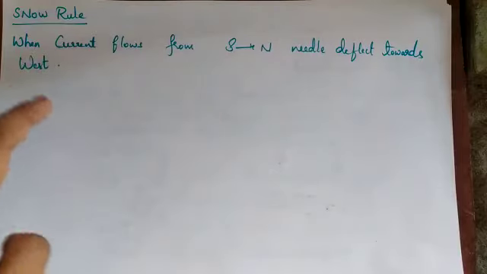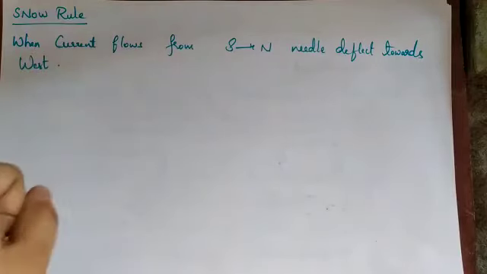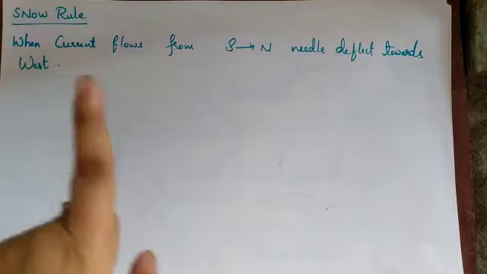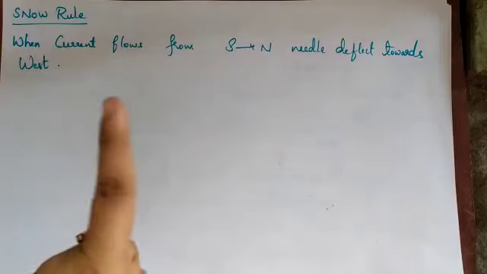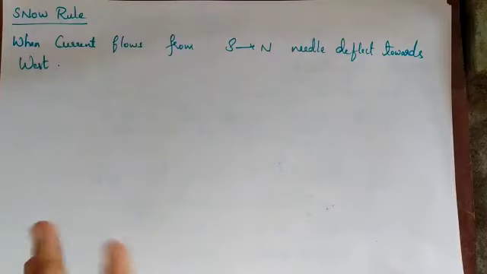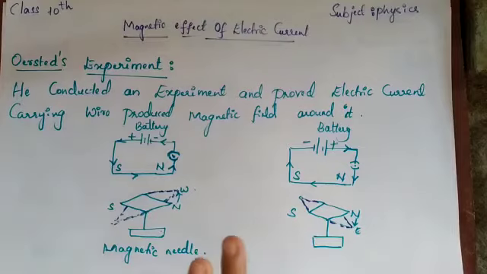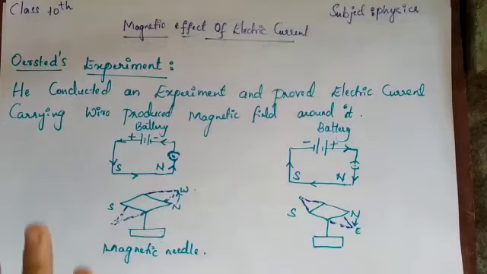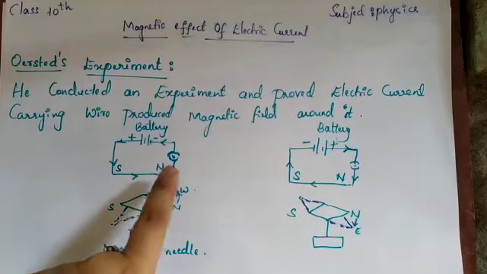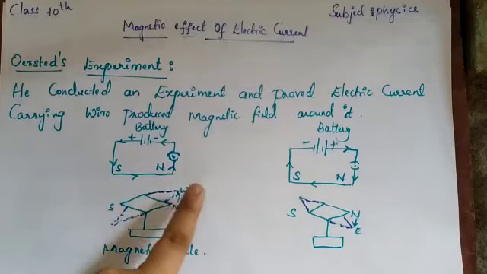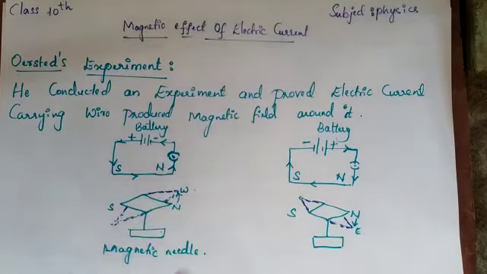What does this mean? When an electric current flows from south to north, SNOW means SN means south to north, the magnetic needle deflects towards the west. That means the north direction will deflect towards the west. Same concept. That means according to the SNOW rule, when a current flows from south to north, the needle will deflect towards the west. So according to the SNOW rule we can predict the Oersted experiment.